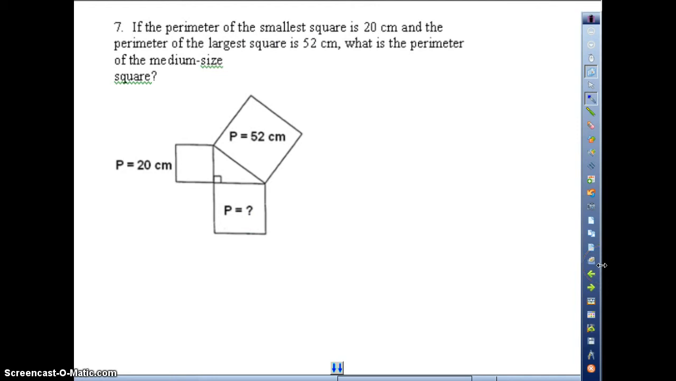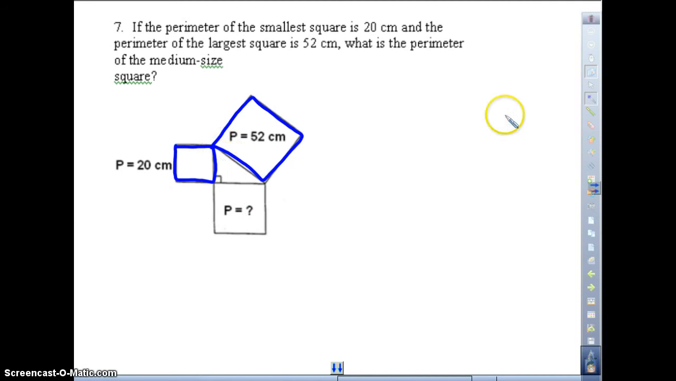Number 7, if the perimeter of the smallest square is 20 centimeters, this plus this plus this plus this equals 20, and the perimeter of the largest square is 52, this plus this plus this plus this is 52. They want to know what's the perimeter of the medium-sized square.